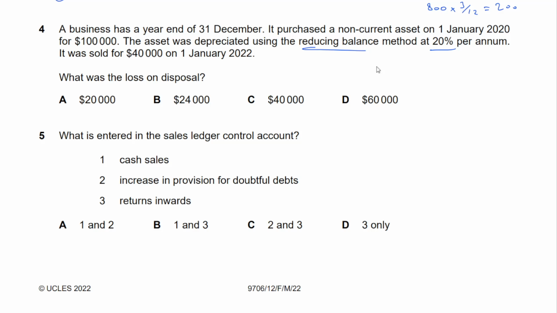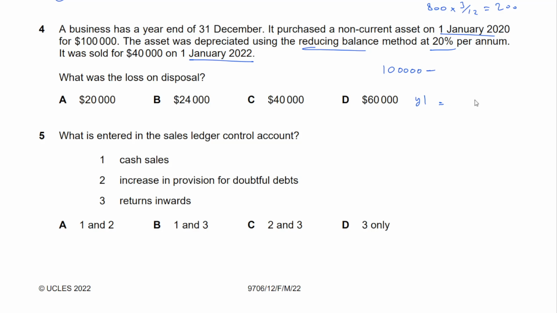To calculate the loss on disposal, we have to first find the net book value of that asset at the time of disposal. How would you do that? Well, the cost of that asset, the cost you paid for it, minus accumulated depreciation. Accumulated depreciation is the total depreciation provided so far. We sold it after 2 years, right? We used it for the whole year of 2020, 2021, and then at the beginning of the third year, we sold it. So we used it for the whole 2 years.